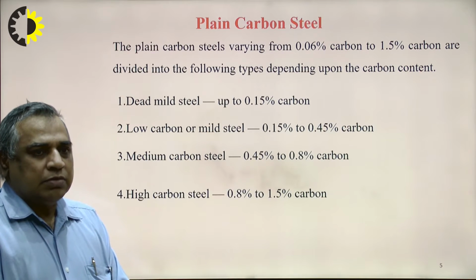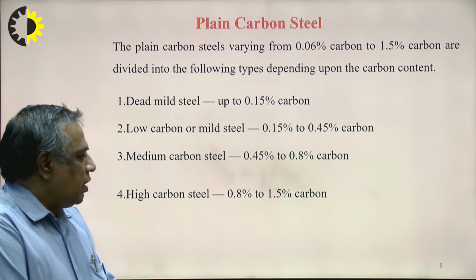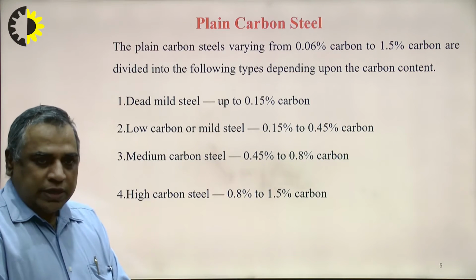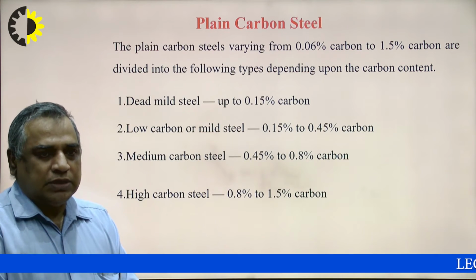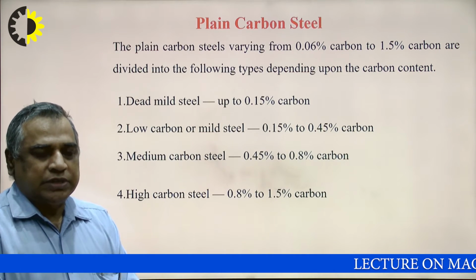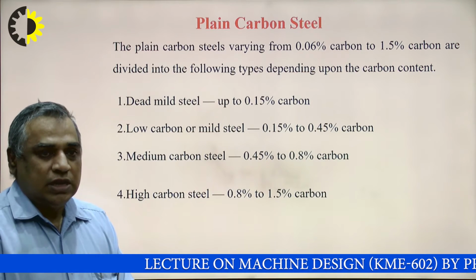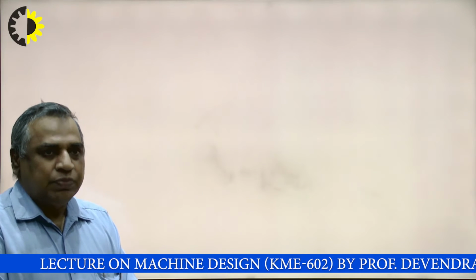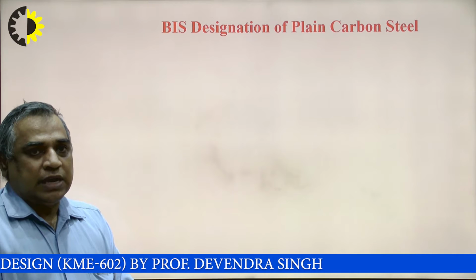steel. And high carbon steel: if the average percentage content of carbon in the steel lies between 0.8 and 1.5%, it is called high carbon steel. And if the percentage content is more than 1.5%, we consider it to be in the category of cast iron. Now, the BIS designation of plain carbon steel.